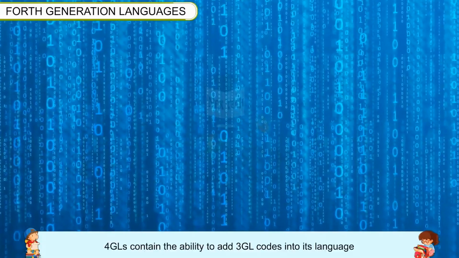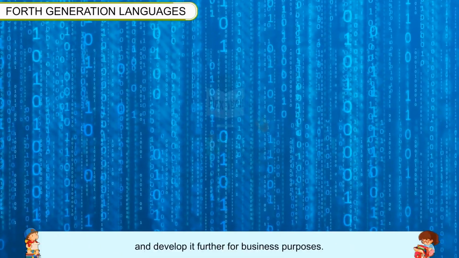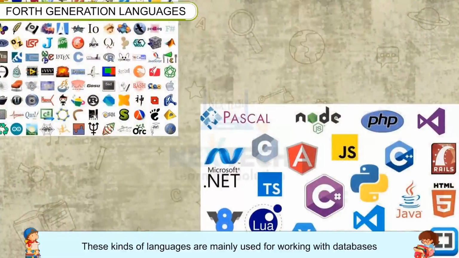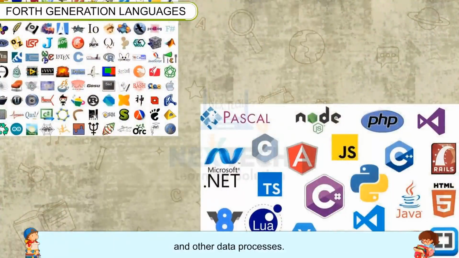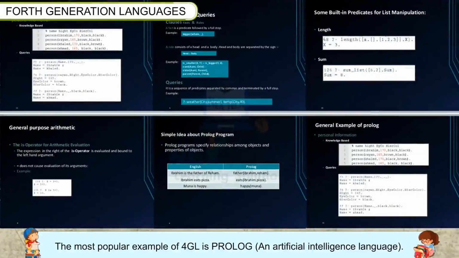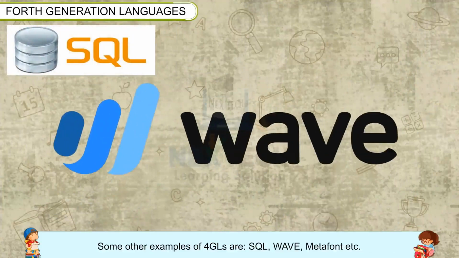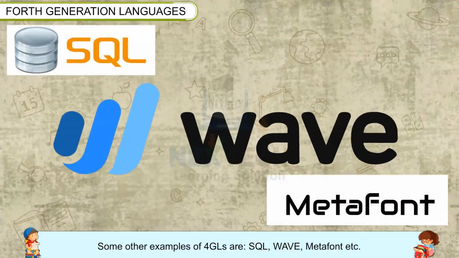4GLs contain the ability to add 3GL codes into its language and develop it further for business purposes. These kinds of languages are mainly used for working with databases and other data processes. The most popular example of 4GL is Prolog, an artificial intelligence language. Some other examples of 4GLs are SQL, Wave, Metafont, etc.